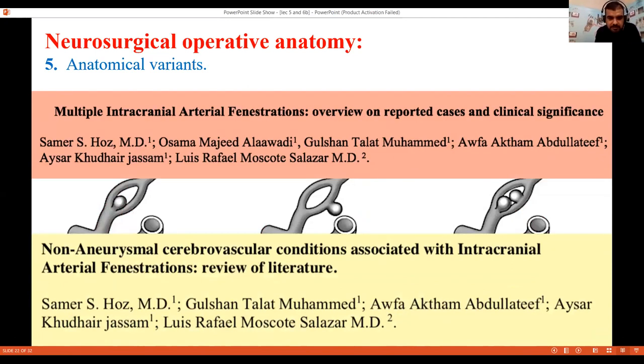And actually, we are conducting two articles, both of them under submission now. One is about multiple intracranial arterial fenestration and their clinical significance. It's an overview of the reported cases. And another article, I think an interesting one, is about non-aneurysmal cerebrovascular conditions associated with intracranial arterial fenestration. Because as I said before, usually fenestration is connected to the formation of aneurysm, but there are some reported cases showing that lesions other than aneurysm may also be related to fenestration, something like AVM, arteriovenous malformation. That's the idea about fenestration.